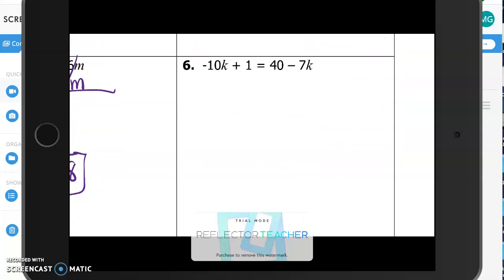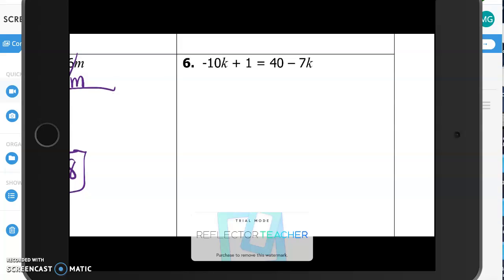This one I'll show you a shortcut if you feel comfortable doing it. Instead of taking 2 steps to get things moved to the left and to the right, we can actually do it all in 1 step. So when I add the 7k to both sides, instead of writing my next line, I'm going to also move the negative 1 to the opposite side. So I'm going to move my variables to the left and my plain terms to the right. So you can do that all in 1 step rather than 2 separate steps.